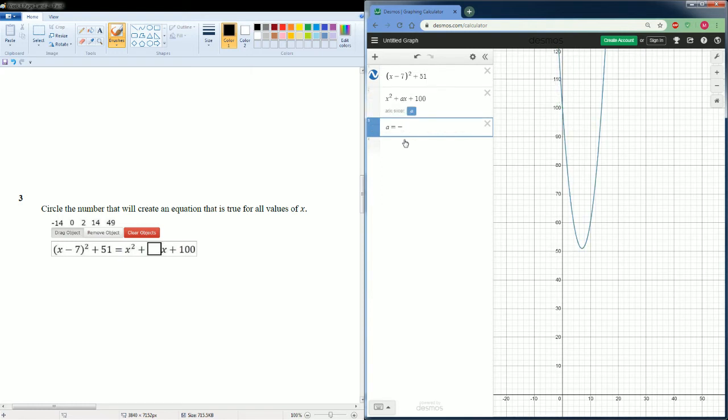Check it out. You see how the original one is in blue? Once I put negative 14, it matches right on top of it. So negative 14 is the answer. Watch what happens if I try the other one.